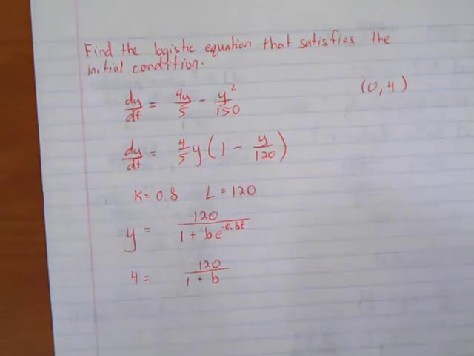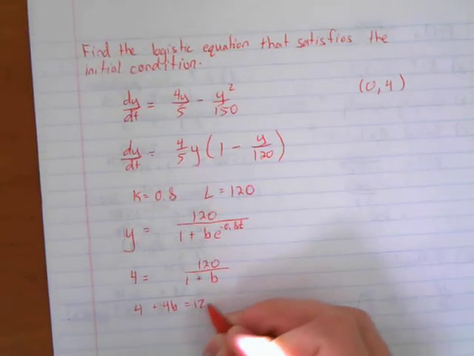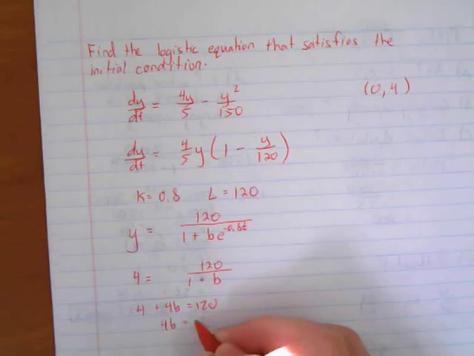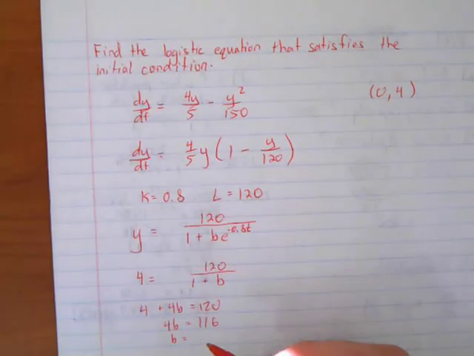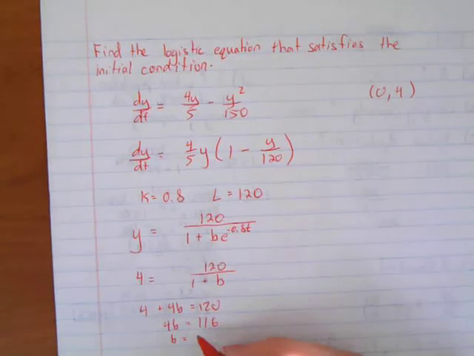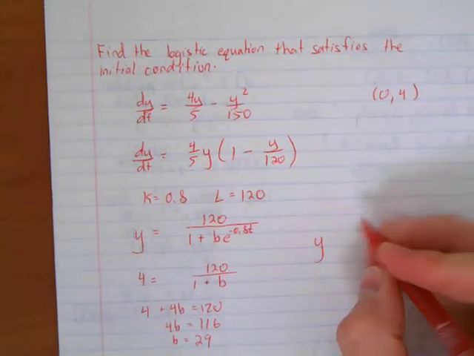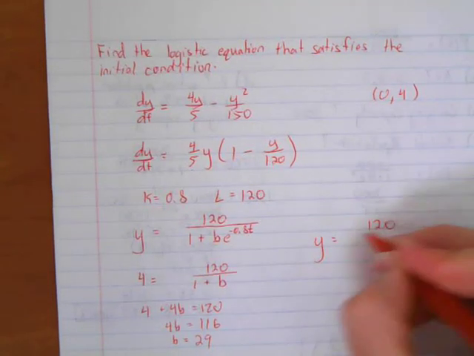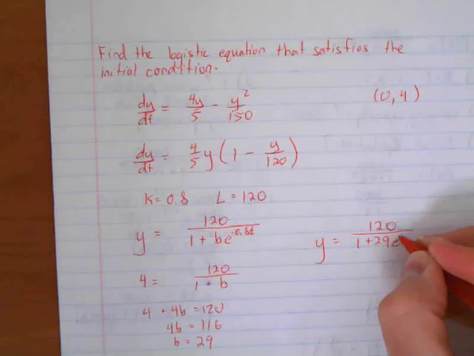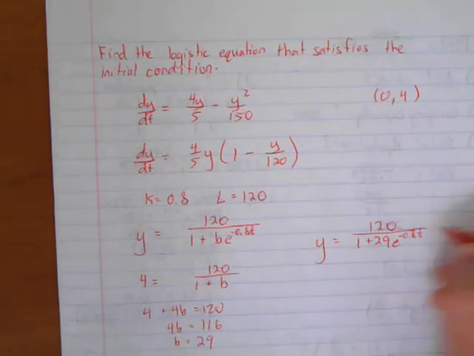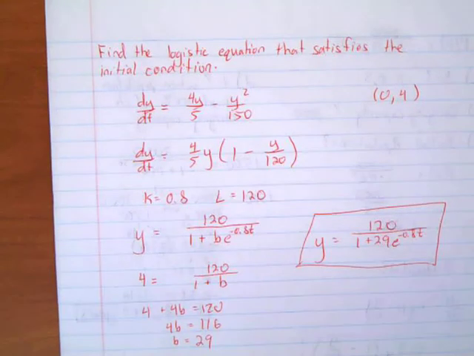Multiply both sides by 1 plus b. We get 4 plus 4b equals 120. Subtract 4, and divide by 4. And we get 1 plus b equals 30. So b would be equal to 29. And so what we're left with is y is equal to 120 divided by 1 plus 29 e to the negative 0.8t. And there is your logistic equation that satisfies that differential.